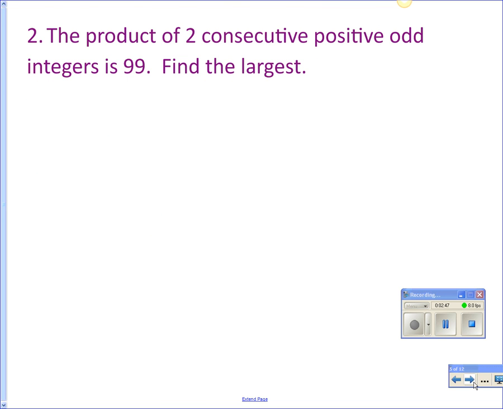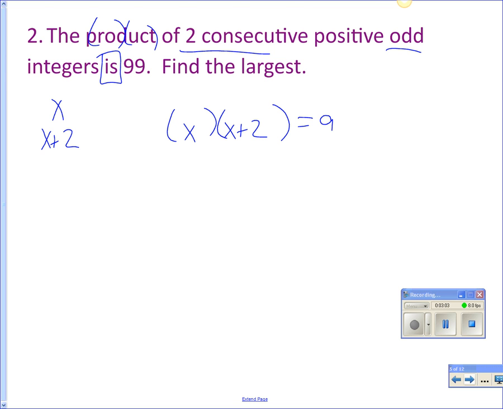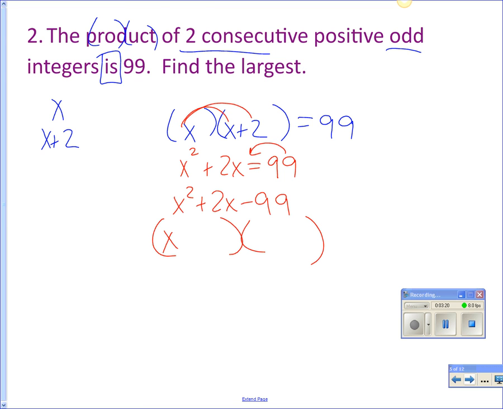All right, number 2, the product of 2 consecutive positive odd integers is 99. 2 consecutive odd is going to be x and x plus 2. Product means to multiply. So I'm multiplying x and x plus 2. And is means equals 99. All right, so you need a lobster claw. X squared plus 2x equals 99. Move the 99 over. Make it negative. That factors, signs are going to be different. 99 is going to be 11 and 9.